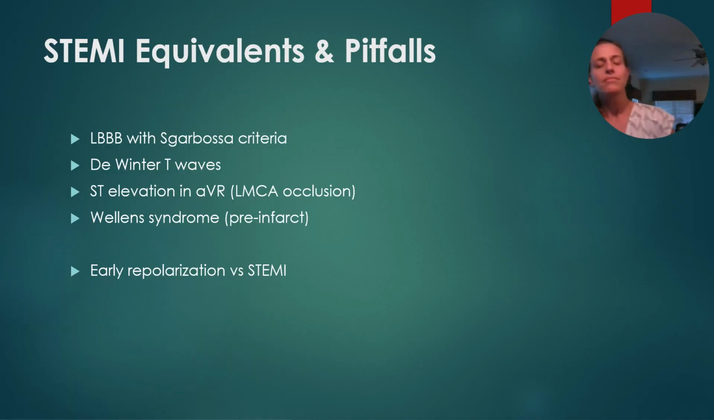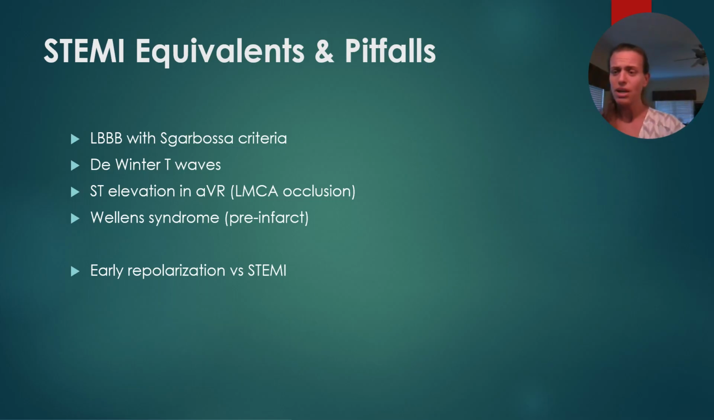Okay. Now we do have some STEMI equivalents. Okay, left bundle branch block. A lot of times with those wide QRSs and some abnormal ST segments, a regular left bundle branch block can look like a STEMI, but it's just a left bundle branch block. That's why you have to use Scarbosa's criteria that we discuss in cardiology, especially using the concordant ST elevation or depression in that V1 through V3.